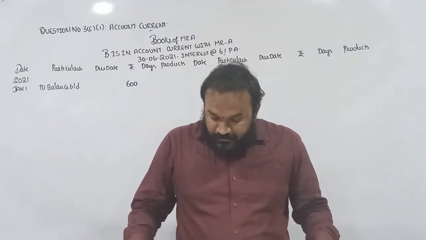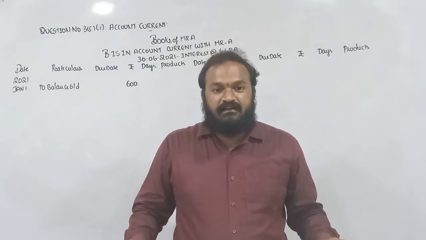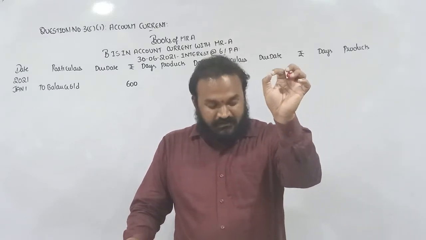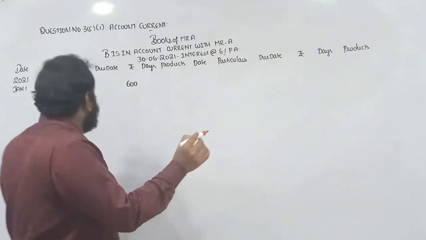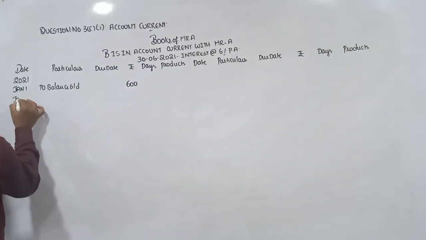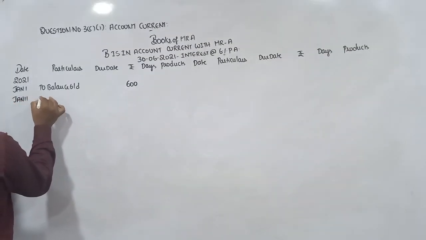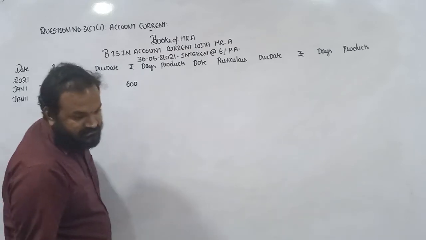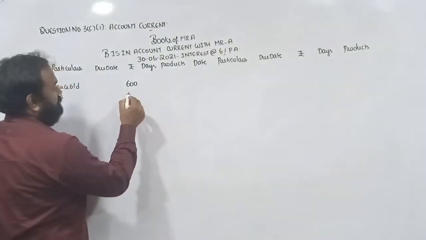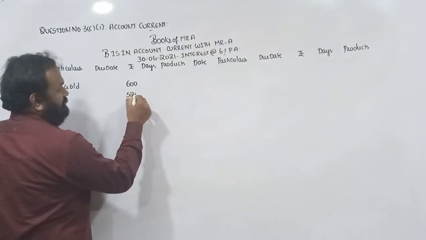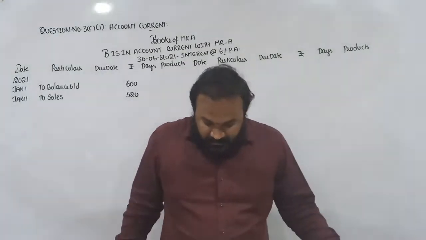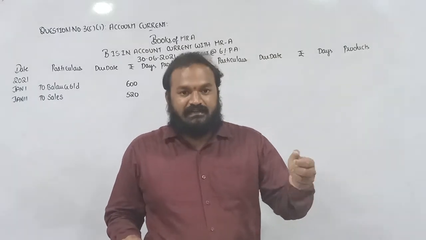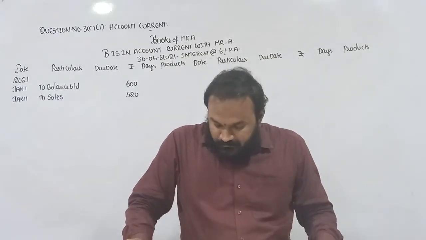Next, sold goods to B. What is the journal entry? B account debit to sales. Right? So Jan 11 to sales amounting to 520. Next, B returned goods, sales returns account debit to B.